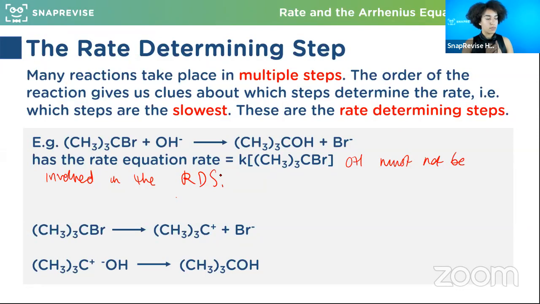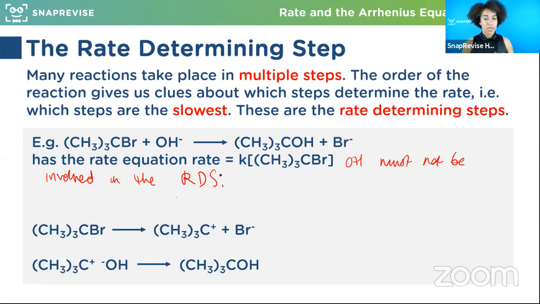What do you mean why, Leonide? And Charles, yeah, you are right. Yeah, so you go. So Jazel, OH is not in the rate determining step.